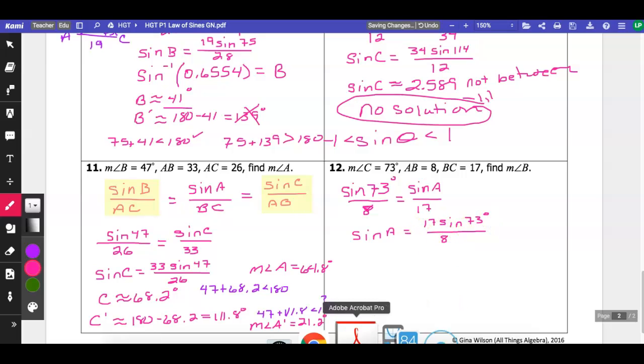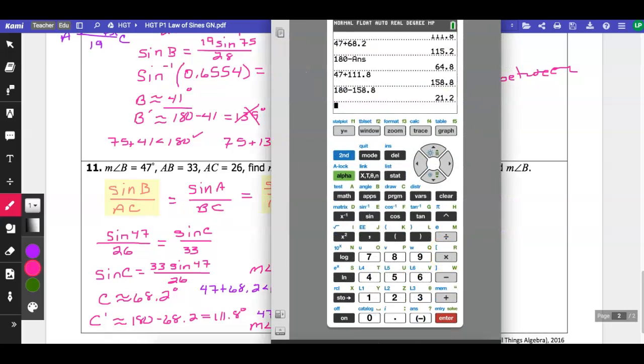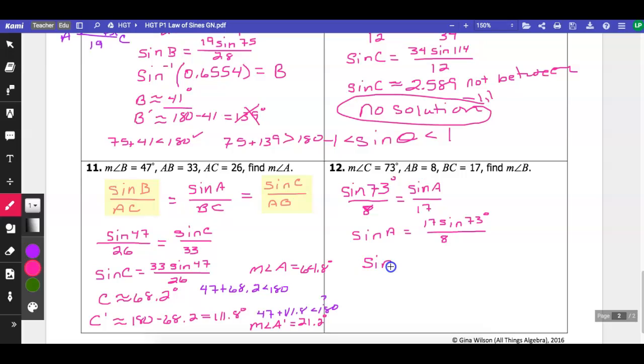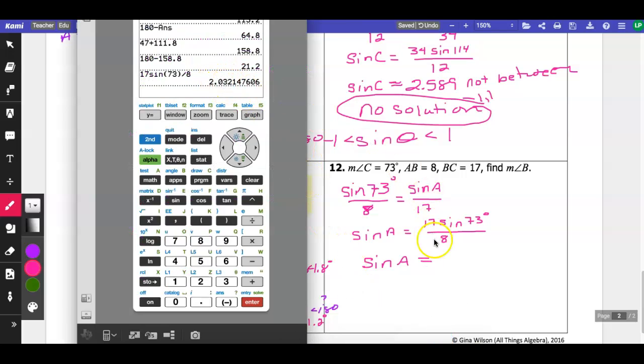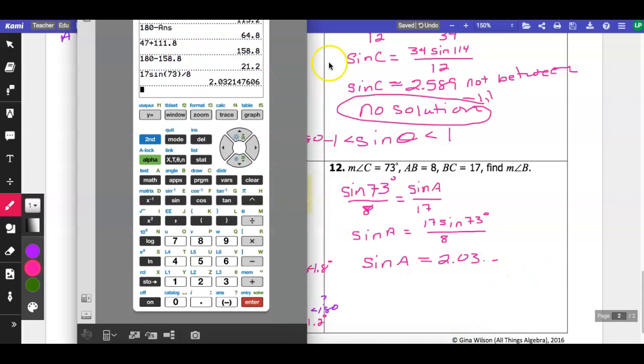So let's pull up our calculator again. Oops, sorry, pulled up the wrong thing. Let's pull up that calculator. Here we go. All right, so 17 times the sine of 73 degrees, close that parenthesis, divided by 8. That's equal to 2.03. That means that we can't find the sine of angle A. In other words, the sine of angle A would have to equal 2.032. You can't find that.